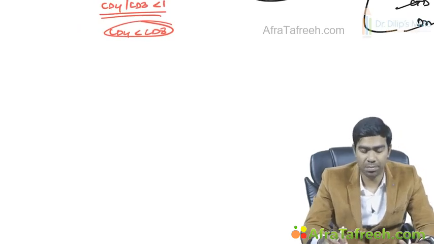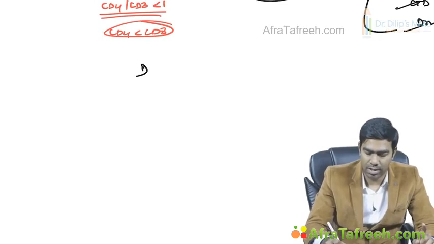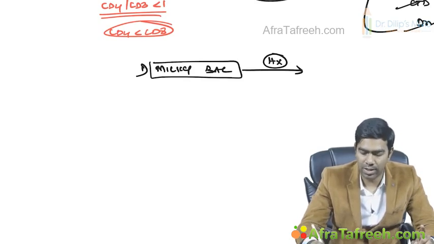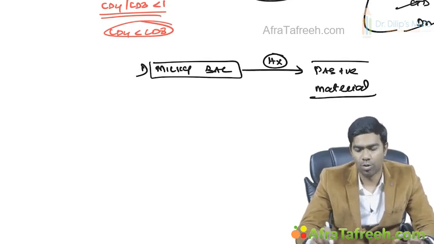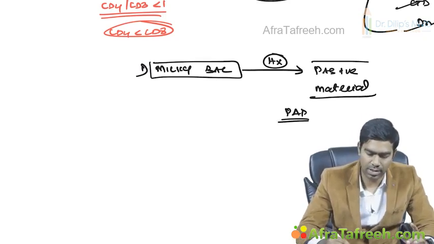But one specific BAL finding is there. One important and specific BAL finding is when you see a milky BAL. Very, very important BAL finding. When you see a milky BAL, and if you look at the histology, you're going to see PAS positive proteinaceous material. These are called PAS positive flocculent material. I'll show you what that is. PAS positive flocculent density. This is PAP, pulmonary alveolar proteinosis.